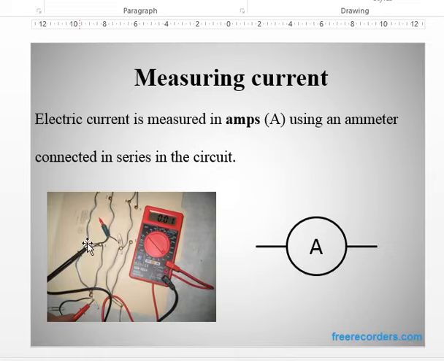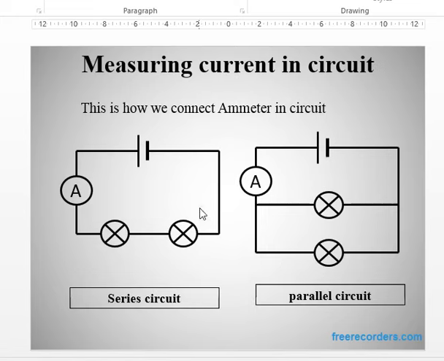How do we measure the current? With the help of an instrument called an ammeter. The ammeter is always connected in series. We want to measure the current in this circuit. Connect the ammeter. We want to measure the current flowing through the battery. Since we want to measure the current flowing, it should come in series with the battery. If you want to measure the current flowing in this lamp, connect the ammeter here. So here we learned that the ammeter is always connected in series.